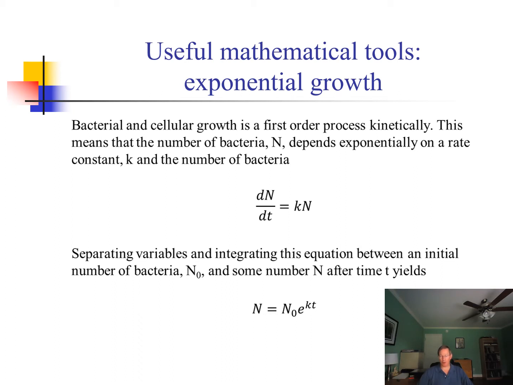I could separate this first order differential equation into two parts and integrate it between bounds of t equaling 0 to t and N going from N0, some initial amount, to some N after a time t, and I'll get this equation for exponential growth. It's very common. Now, bacteria don't continue to grow at this rate because eventually they'll grow so fast that they won't have enough nutrients to sustain the colony, and then they'll start to die off. But in the exponential growth phase, this describes it.